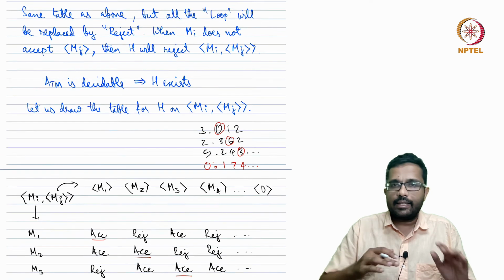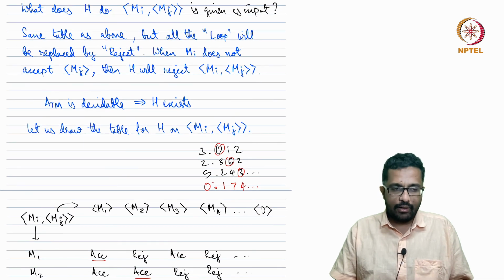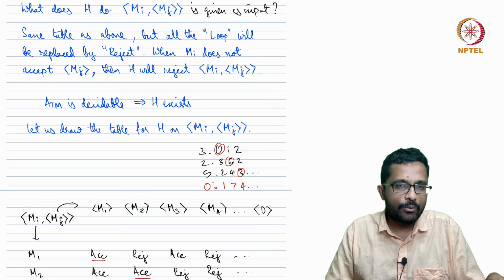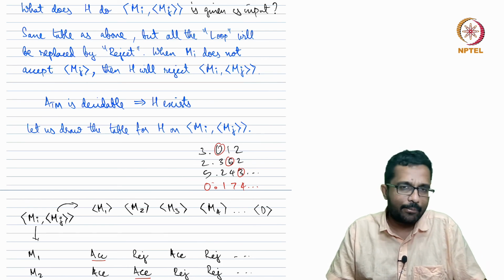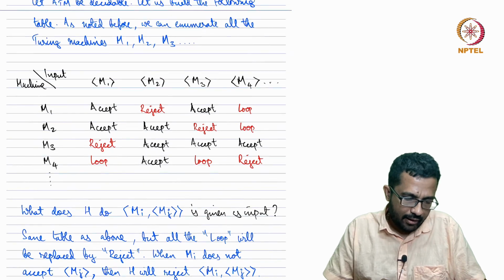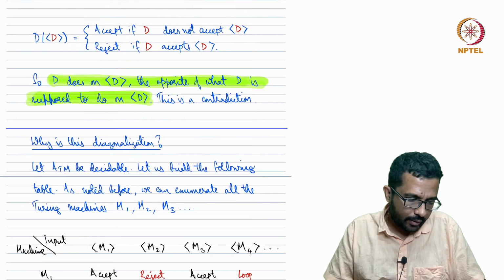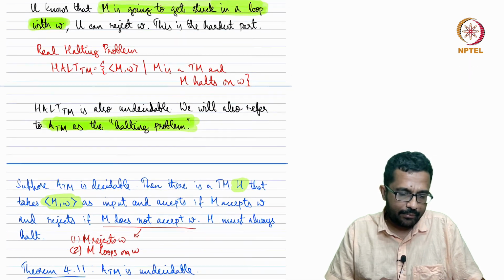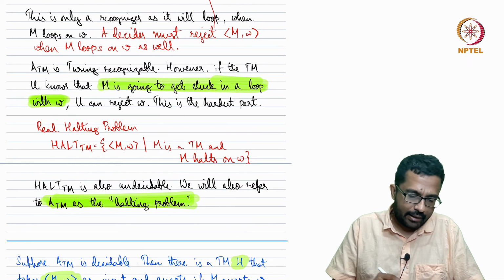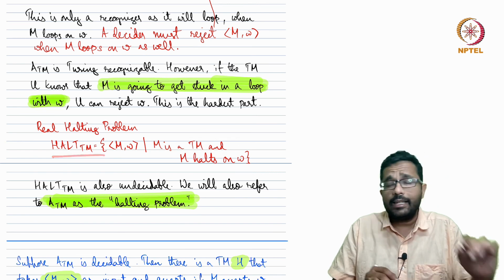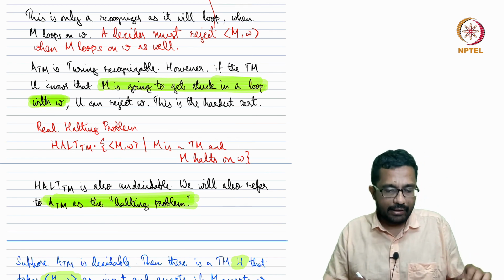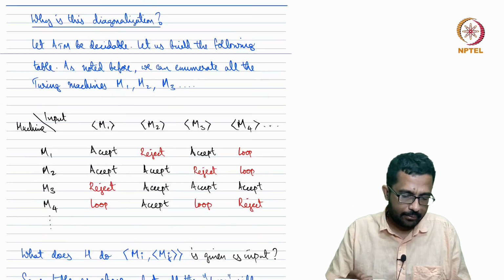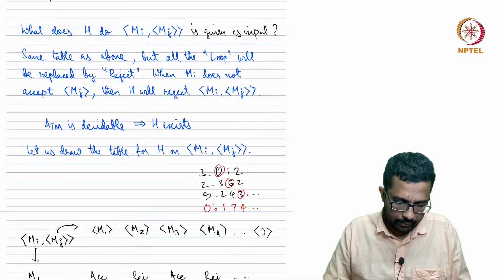Right. So again, this is the diagonalization based proof. It is not that difficult, but it may be a bit tricky. So think about it for a day or two. I think it will become clear, right? So that's the proof that ATM is undecidable, right? And in fact, as I said, that also means that HALT-TM is undecidable, which we can prove, but we will not do it now.